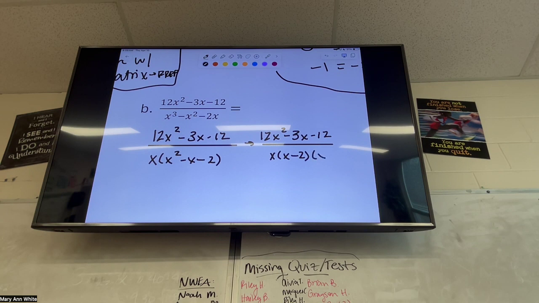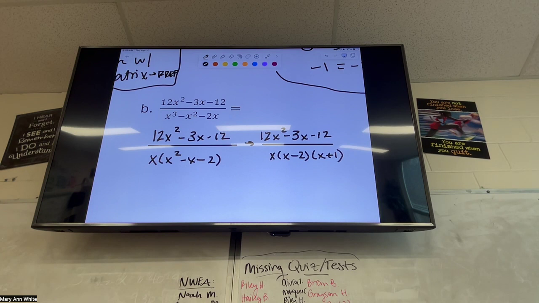You don't take anything out of the numerator? You don't have to worry about the numerator. We can leave the numerator as is. Leave it alone. Only factor the denominator. And so I get on the denominator x minus 2, x plus 1. You guys all okay with that?